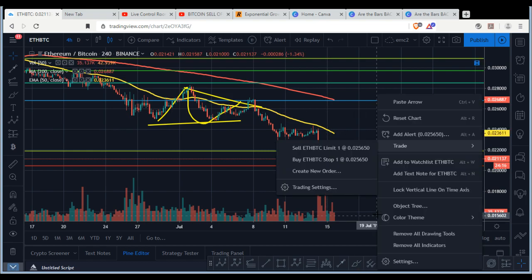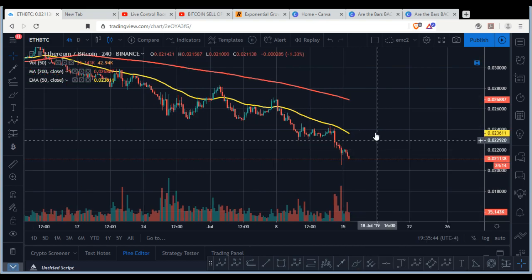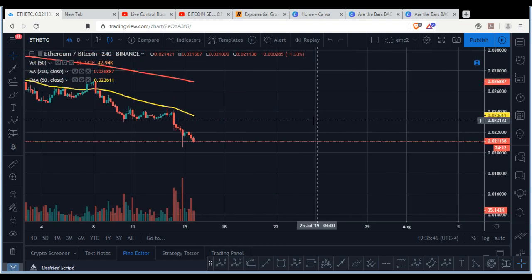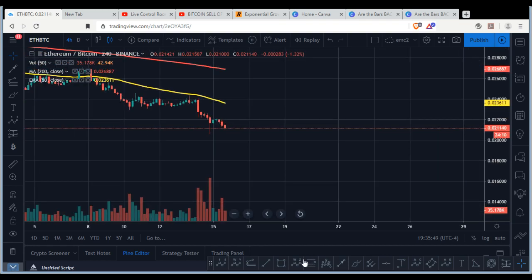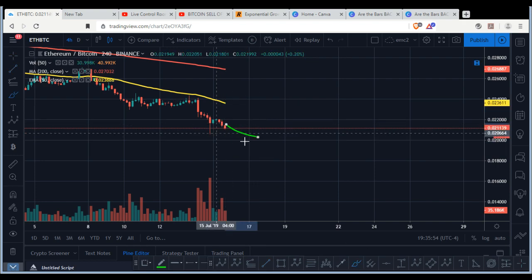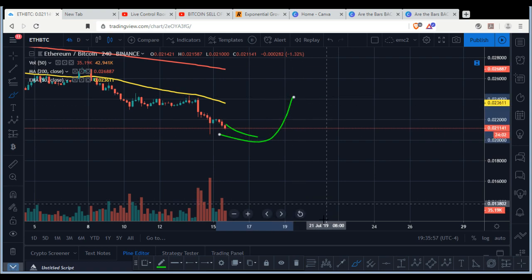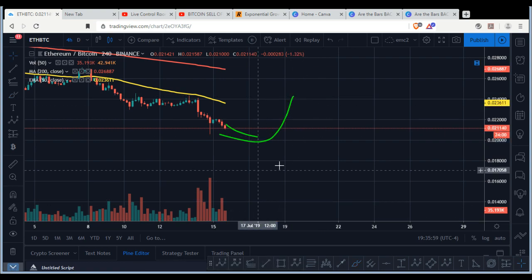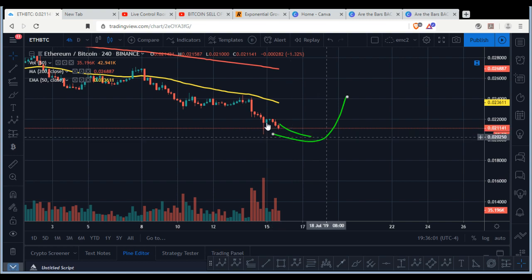Let me just remove everything. This reversal we're anticipating from Ether, you just don't know if it is gonna be a V shape or if it's just gonna move sideways for the rest of the week and then give us a big move to the upside. But I would at least anticipate a big buying pressure before confirming we're going to the upside. At least accumulate within this range.